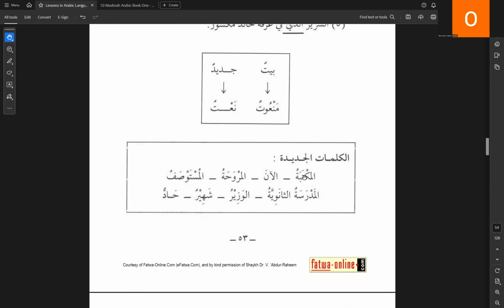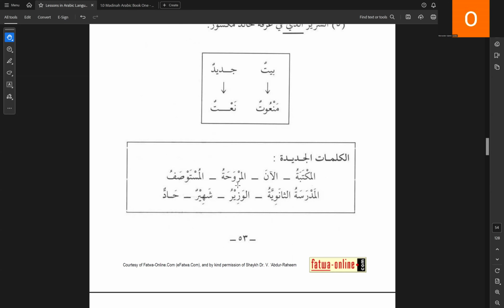الكلمات الجديدة. المكتبة, the library. المكتبة, the library. الآن, this word will always end in the fatha. الآن, now, or right now. المروحة, fan, like a ceiling fan.